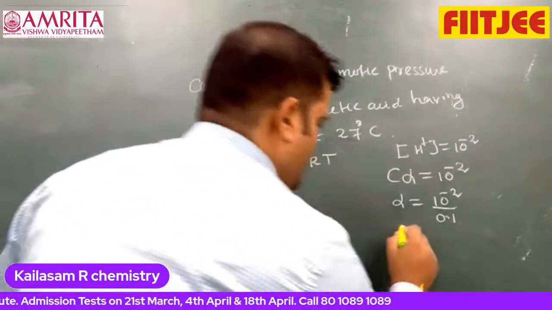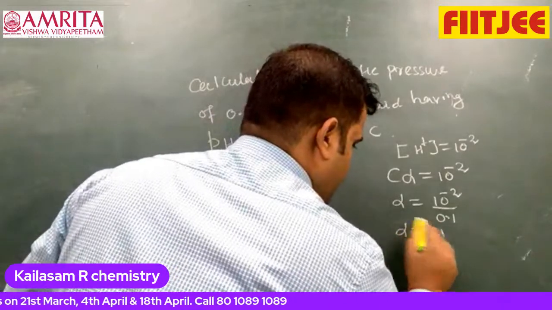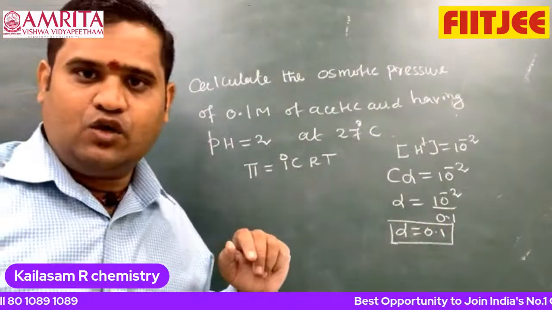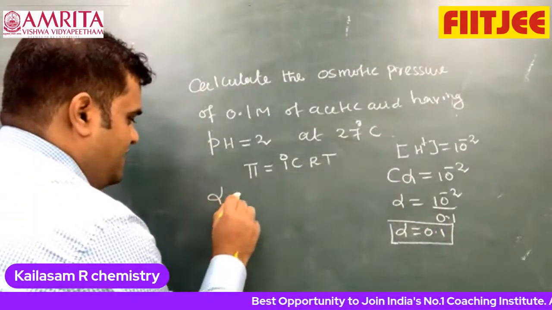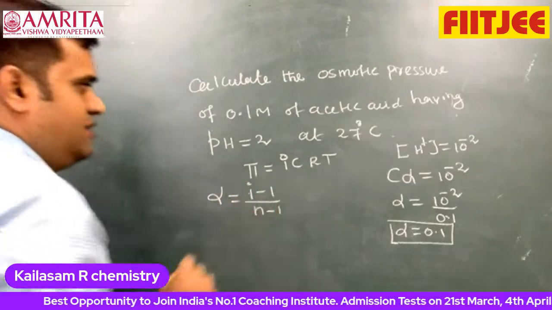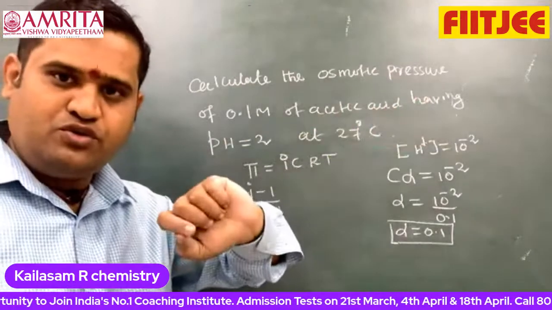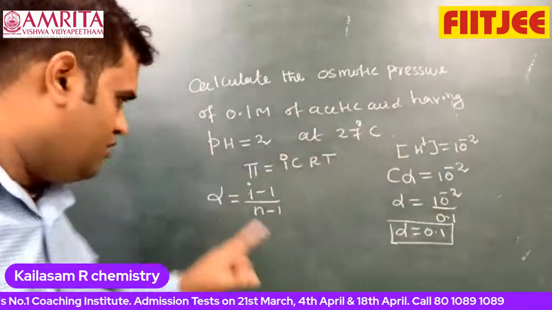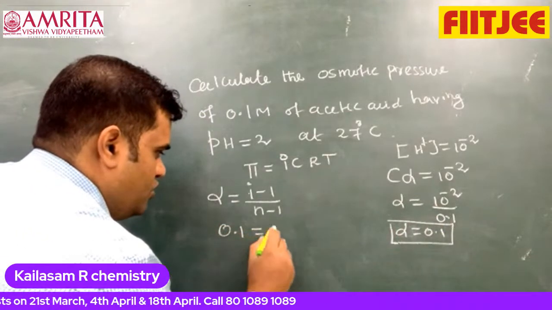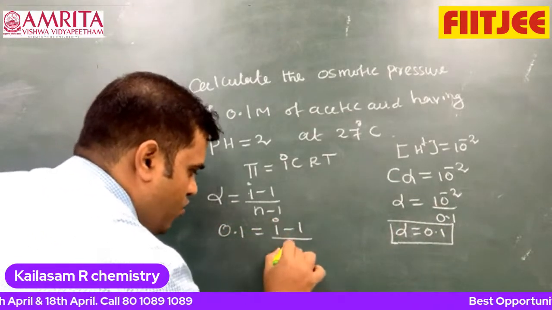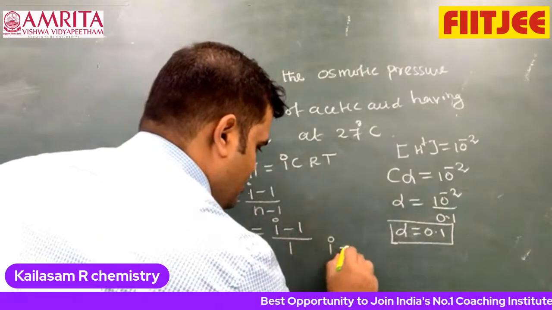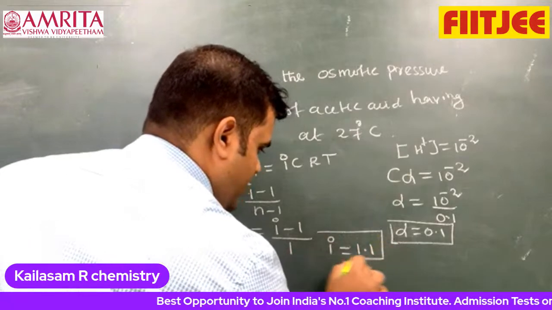Right? So therefore alpha is equal to 0.1. Anyway, acetic acid is going to dissociate or not? Yes or no? Therefore I can write alpha is equal to (i minus 1) by (n minus 1). Acetic acid is going to produce 2 ions in solution. What is alpha? 0.1. So 0.1 is equal to (i minus 1) by 1, because n is nothing but 2. Therefore, what is the value of i? i is equal to 1.1.